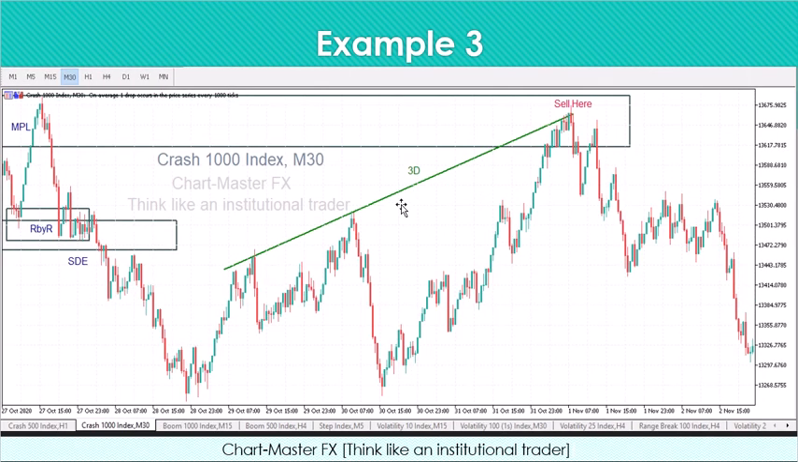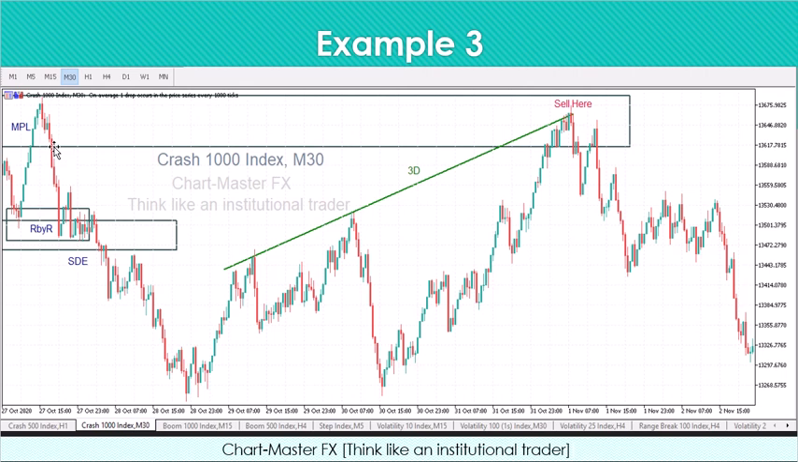So we are on example number 3. On example number 3, we can see that this chart was cut off because the 3 drive here took time to formulate, but this zone indicates an SDE that is to the left side. So there was an SDE there, and there was a reaction by rejection here, and this was kind of an MPL area that we had. There was an MPL here.